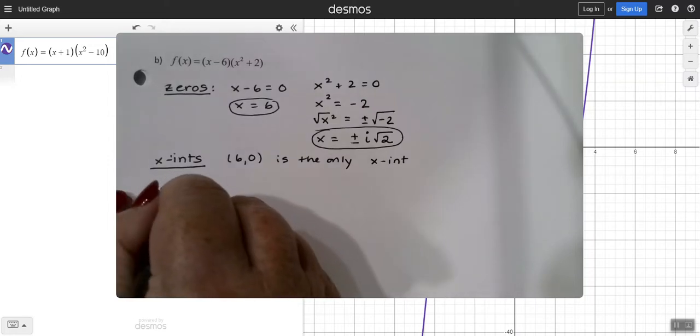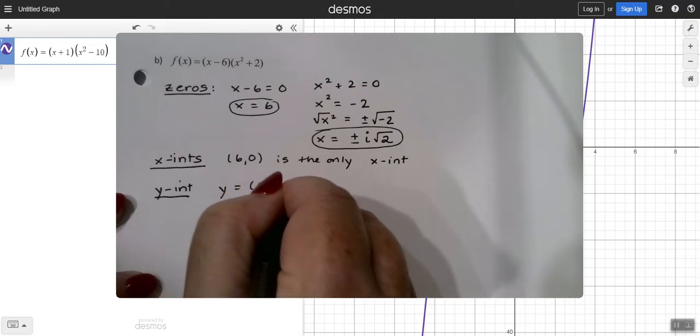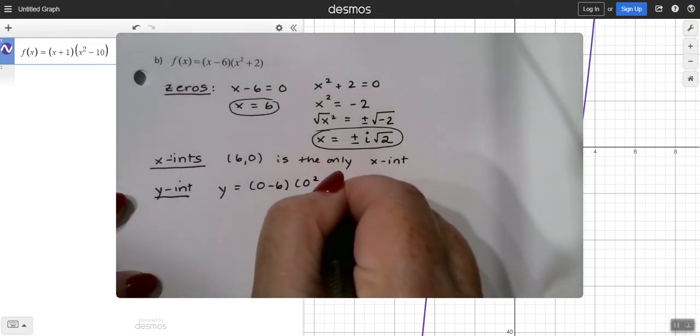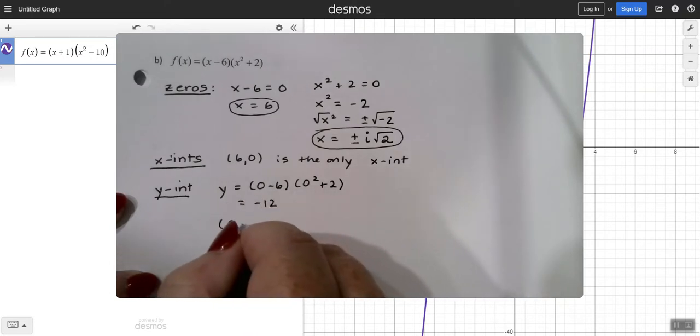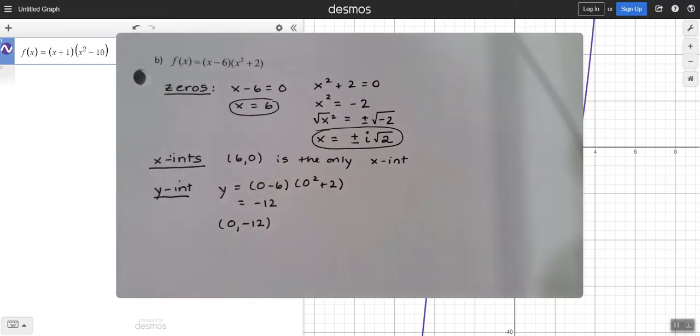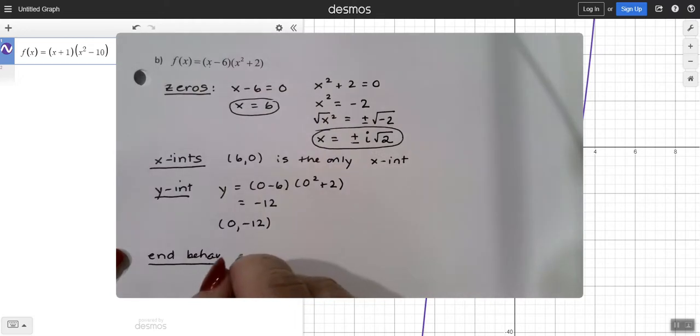All right, let's go for the y-intercept. Plugging in x equals 0. Negative 6 times 2 is going to give me negative 12. So 0, negative 12. My end behavior, again, this is degree 3, as we mentioned. So end behavior is going to be like y equals x cubed. And once again, that means down to the left, up to the right.